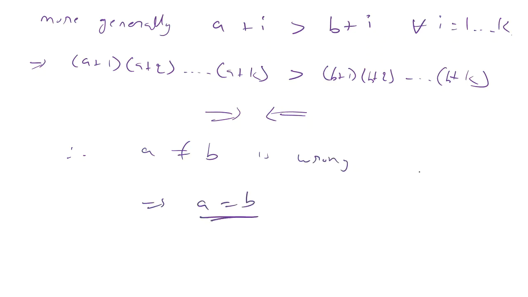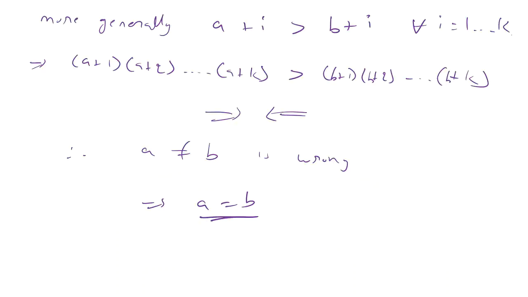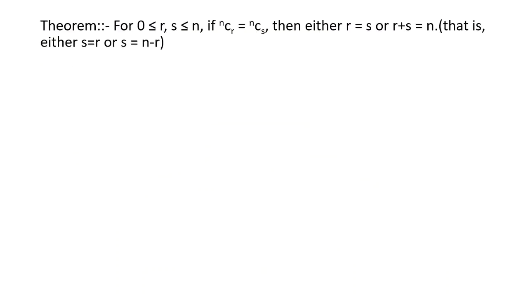So no need to worry about the result. We are just using this result in the next theorem. If the product of these numbers, where the difference between any two consecutive numbers is 1, on the left side is equal to the product on the right side, then a must be equal to b. So we use that lemma in proving this theorem.